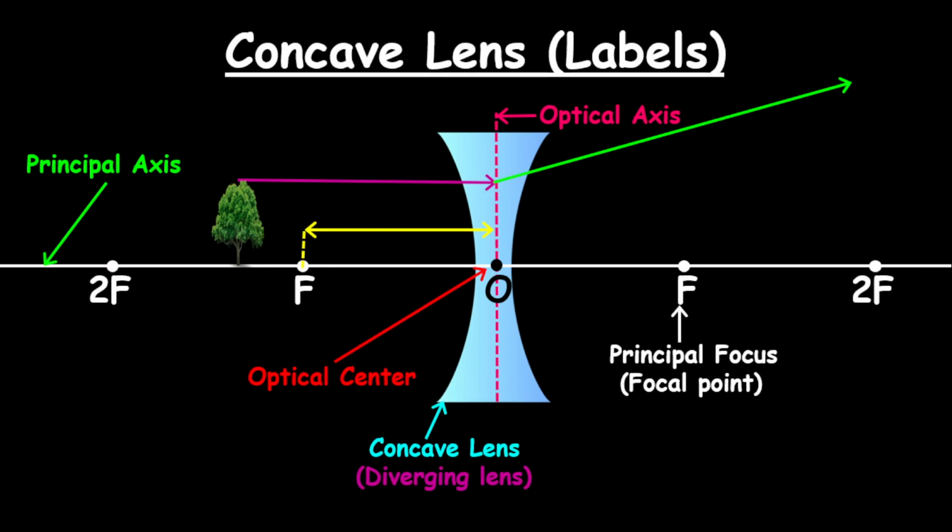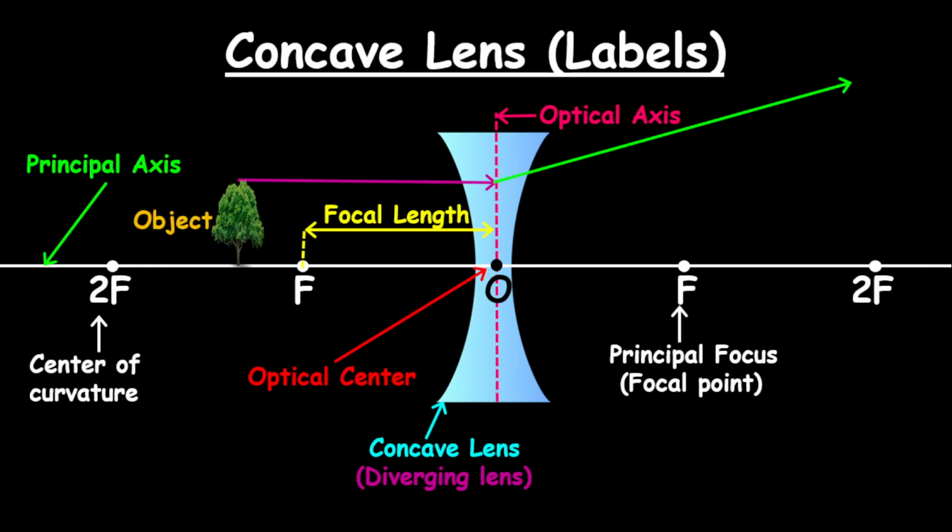A point to note, the distance from the optical axis to the focal point is called the focal length. Also, another point to note is that refracted rays will seem to pass through the focal point on the same side as the object. We also have twice that distance, which is called 2F. And 2F is also called the center of curvature.